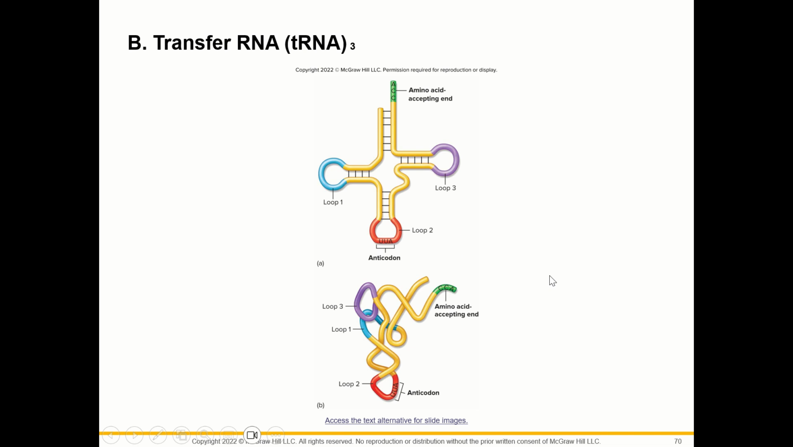Figure 3.20 shows the structure of the transfer RNA, and it's that simplified cloverleaf representation and the 3-dimensional representation. And you can see the amino acid accepting end, and it's very specific. It can only accept that particular amino acid.